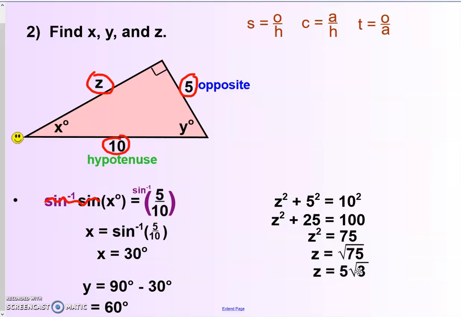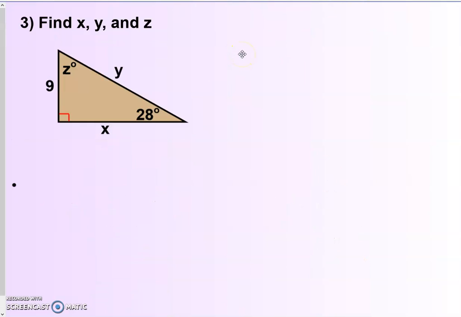One more problem. This last one I want you to do all by yourself. So pause the video, try it, come back in once you found x and y and z. Okay, so welcome back. I went ahead and set up my little horse story. I decided to go after x first.